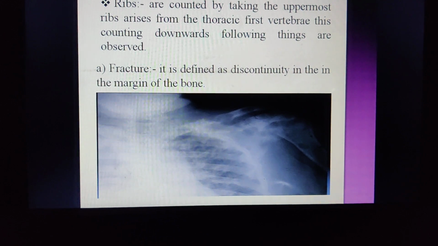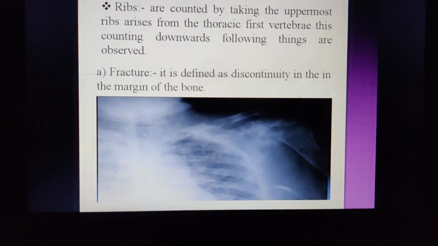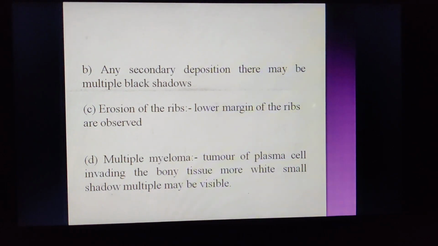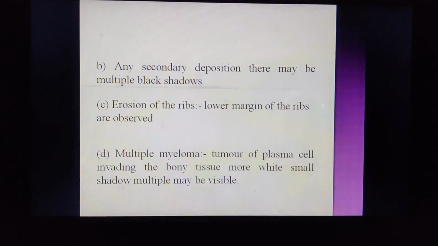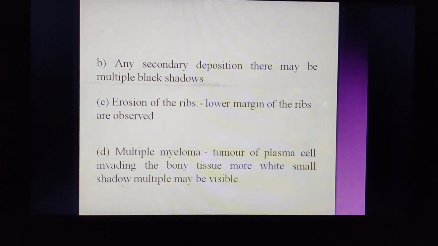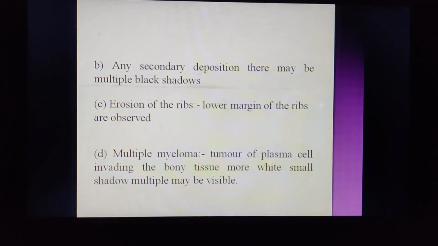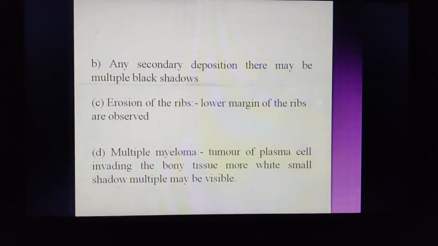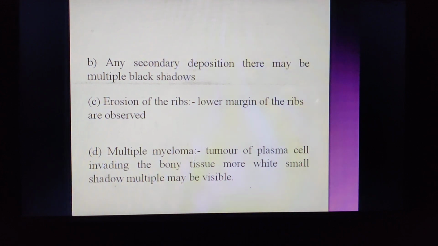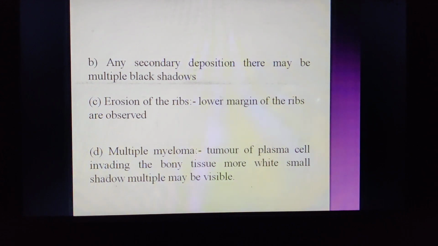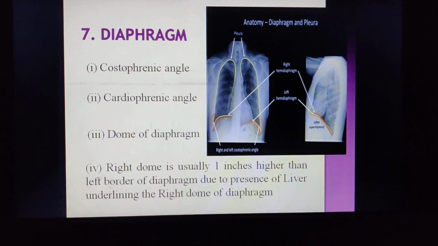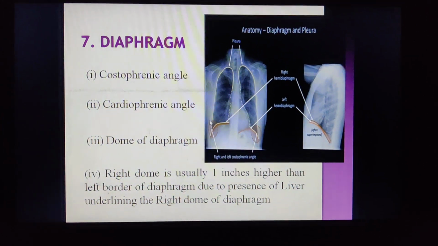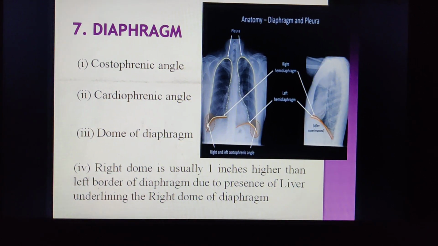Counting downward, the following things are observed. We can also observe a fracture via X-ray. And with any secondary deposition, there may be multiple black shadows, and erosion of the ribs, with the lower margin of the ribs, is observed. In case of multiple myeloma, a tumor of plasma cells invading the bony tissue, multiple small white shadows may be visible.